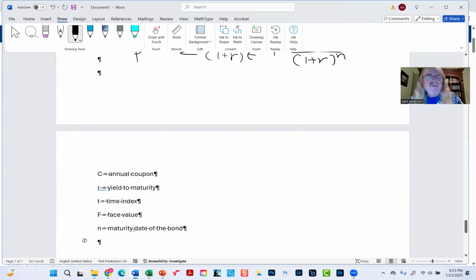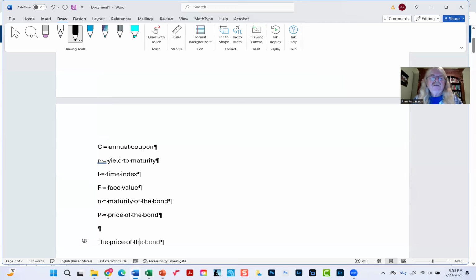Actually, it's not maturity date, it's just maturity. How far in the future does it mature? And so the price, P, oh, I should have added that in there. Price of the bond. Price of the bond is the present value of these cash flows.